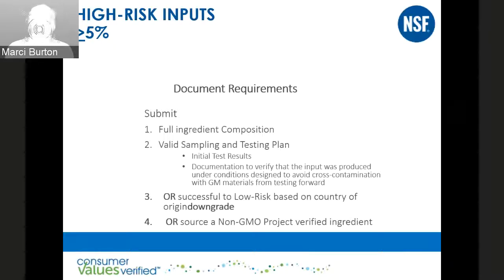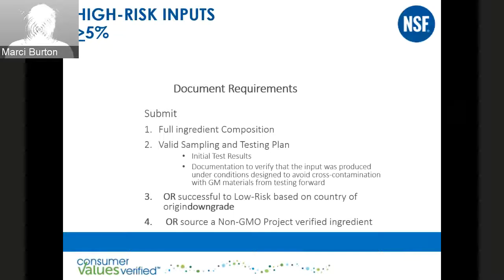Another pathway for compliance for ingredients that are high risk and more than 5% is a pathway to downgrade the ingredient. And this means that the ingredient has come from a country where GMOs are not allowed to be cultivated, and they can demonstrate that they're not importing from other countries. And again, if the ingredient is non-GMO project verified, then we just need that certificate of compliance, proof of purchase, and the summary or web listing.